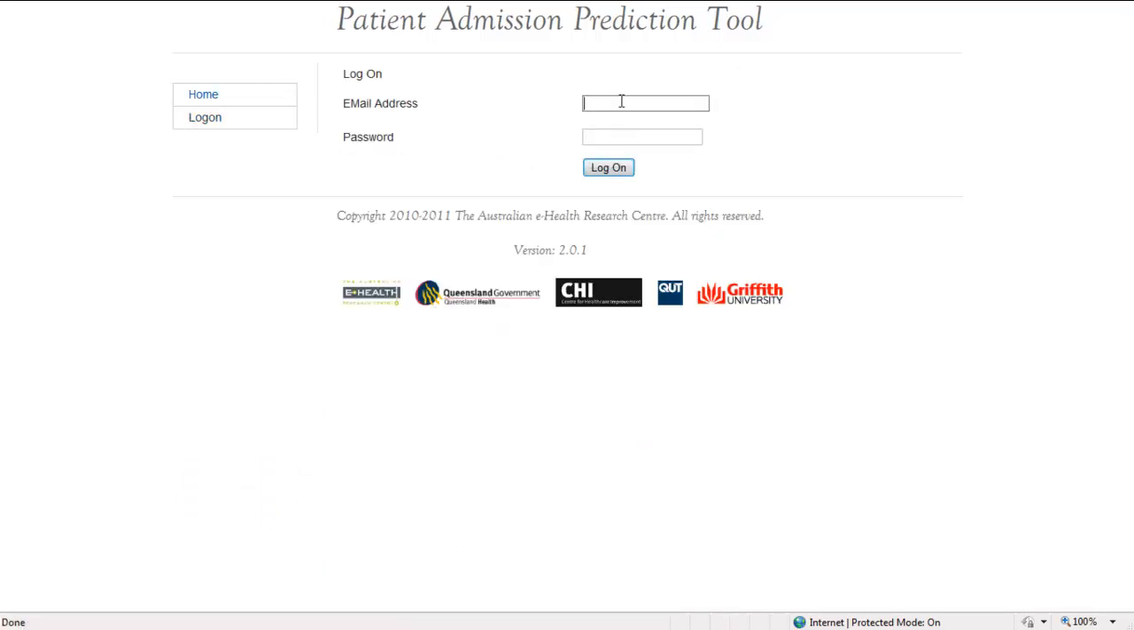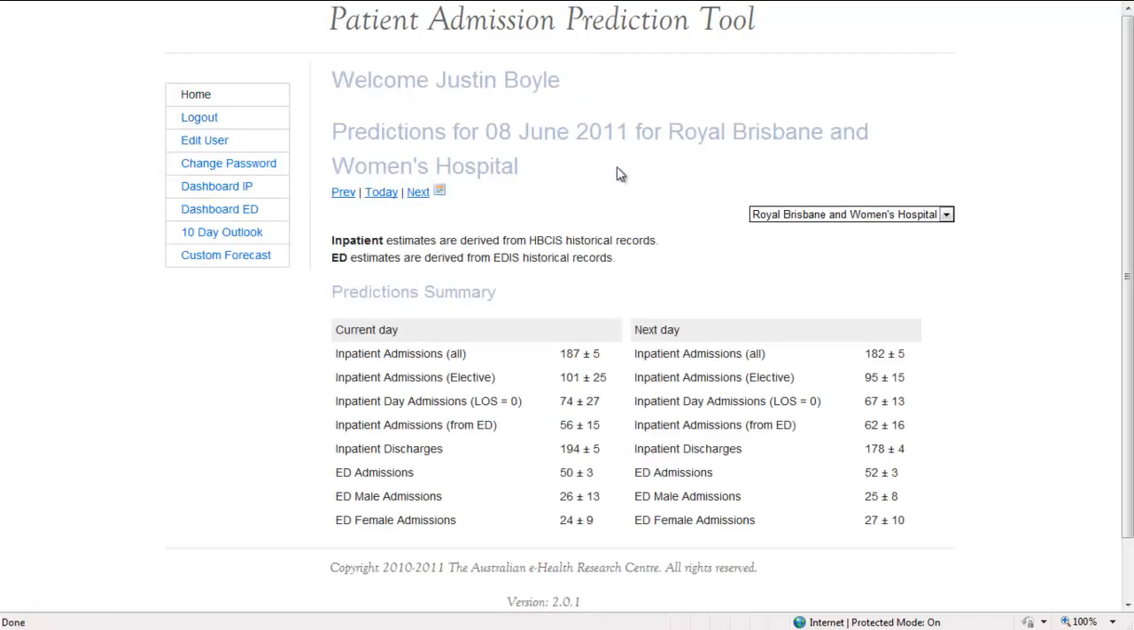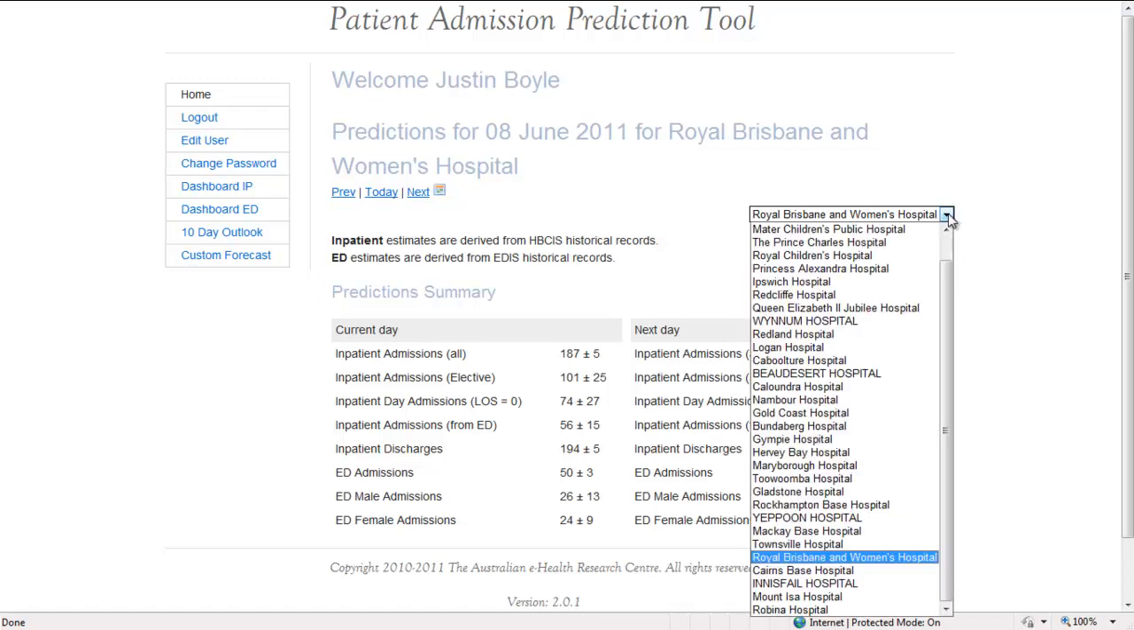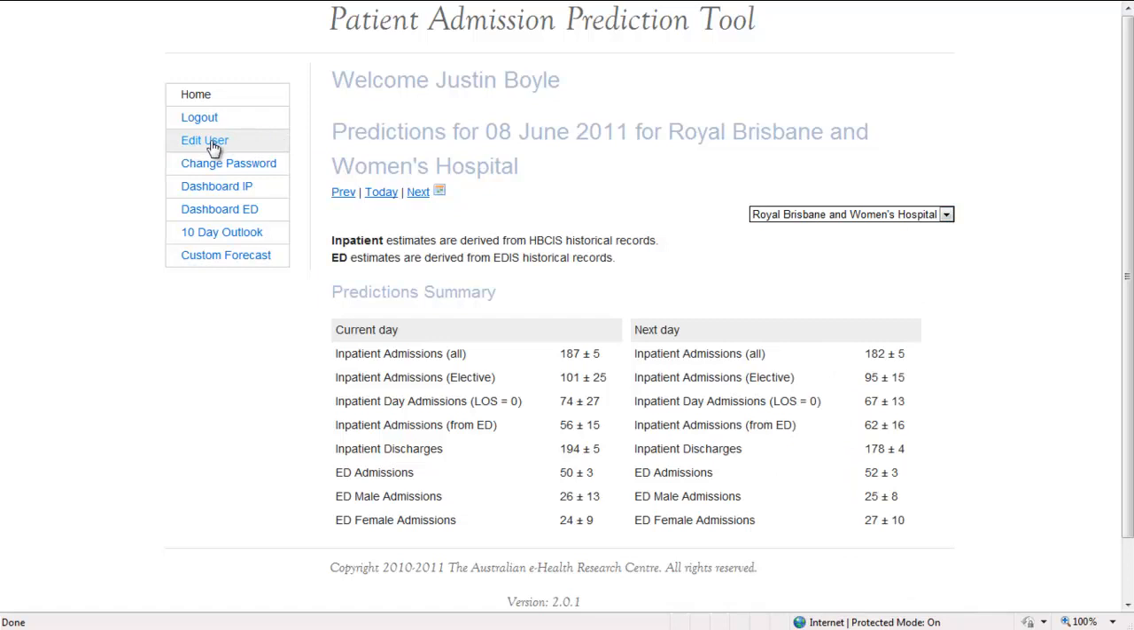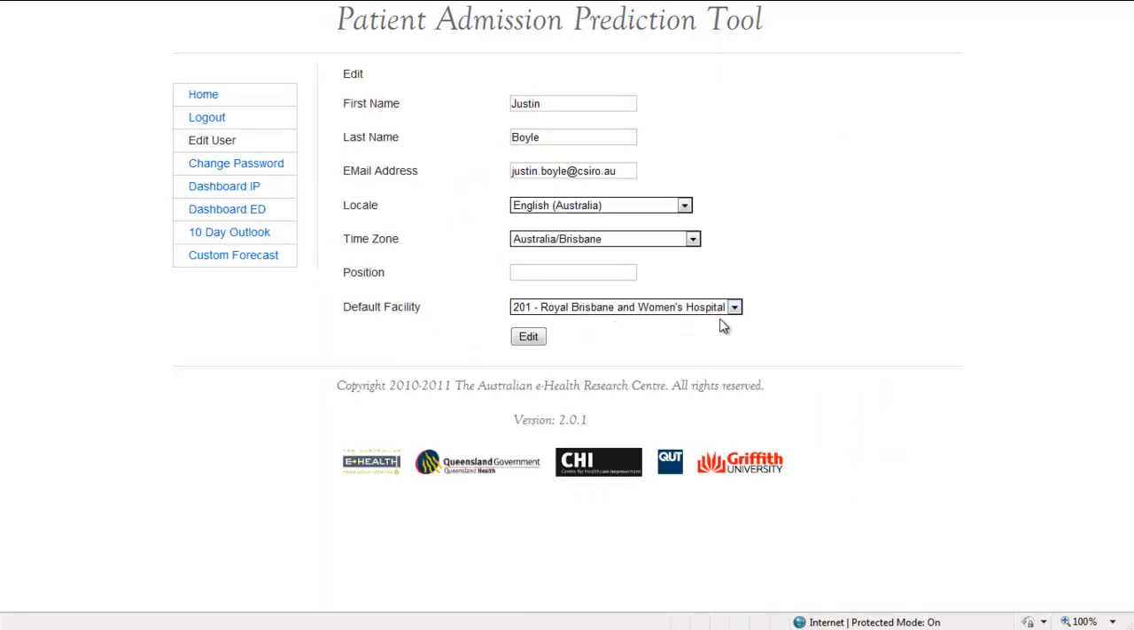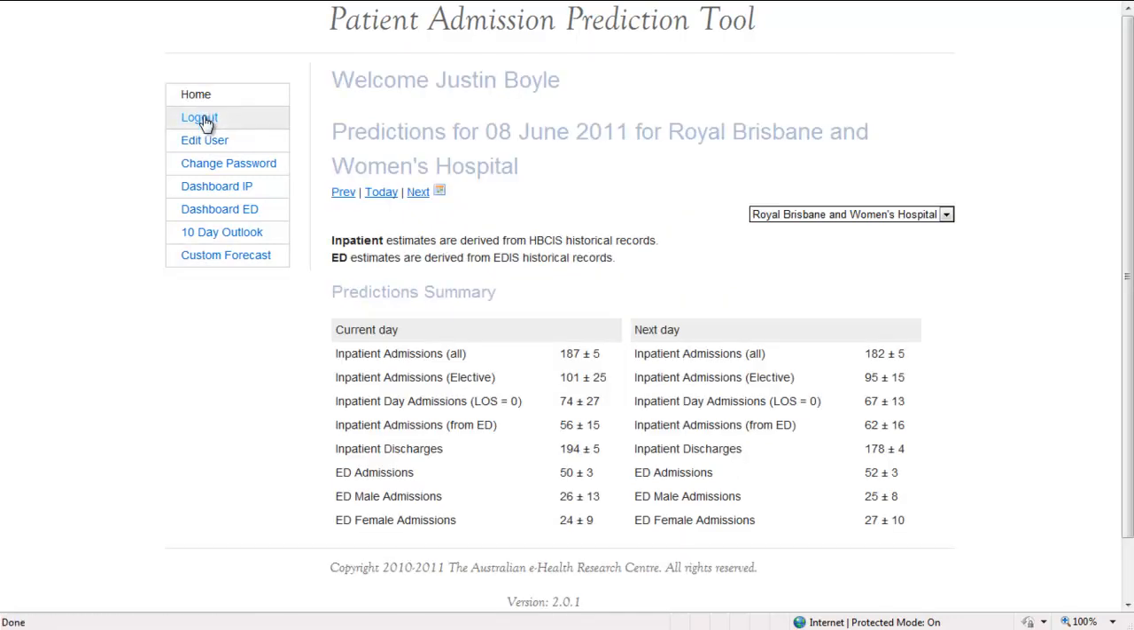And if we log on, that's usually just email address, and we're presented with a page that has predictions for a default facility. If a user has a number of facilities that they'd like to see predictions for, these are usually available in a drop-down box, and it's possible to change the default one that comes up first through this edit user page here. So we've got a number of menu items on the left, different aspects of this software.